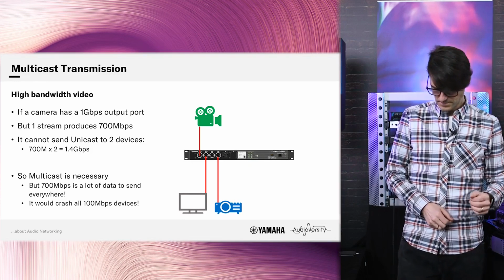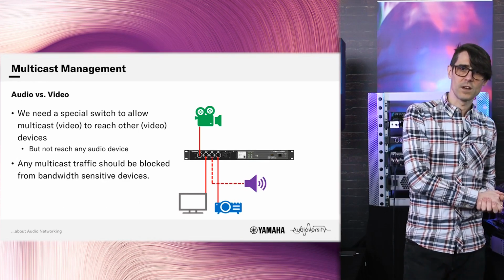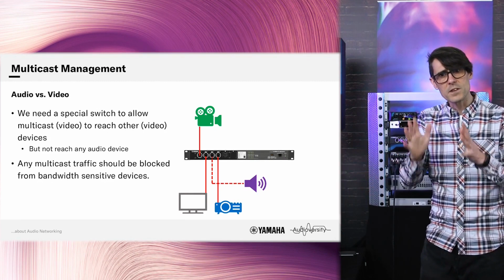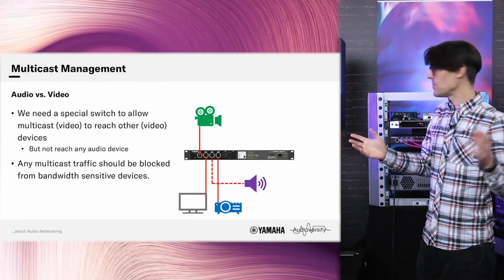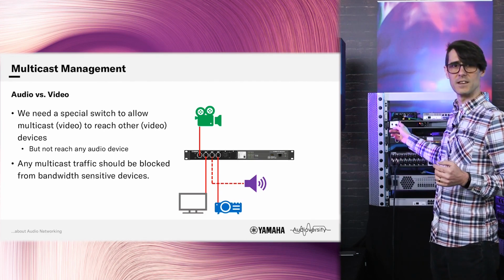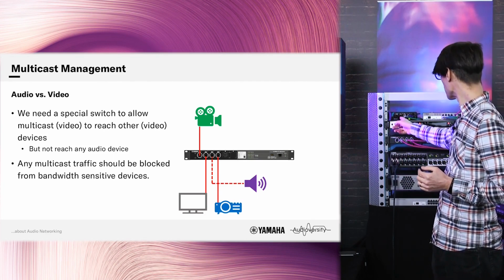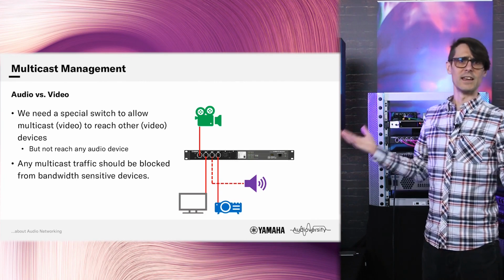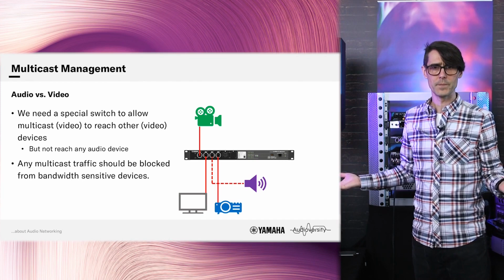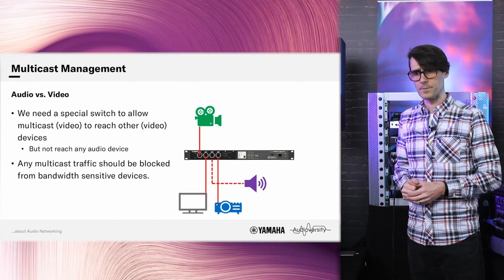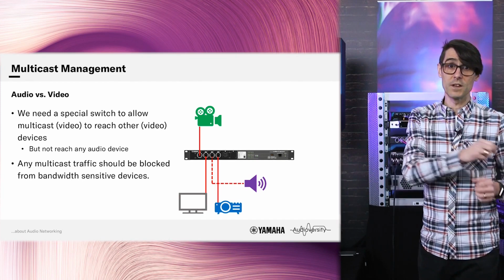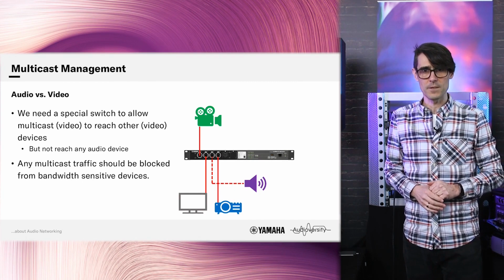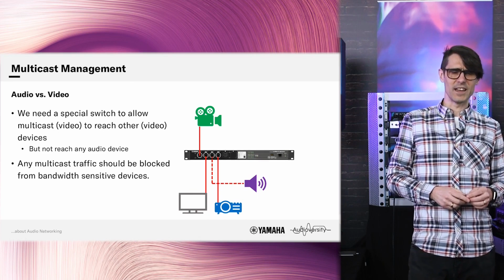That's your solution. But the trouble with multicast is it goes everywhere, even to the places where you don't want it. So if you have a 100 megabit device, that's going to receive 700 megabits per second, but it can only handle 100. So that's going to be overloaded and isn't going to work anymore. So you've got to be really careful. Or use a network switch which can manage your multicast bandwidth. Let's take a look at that.